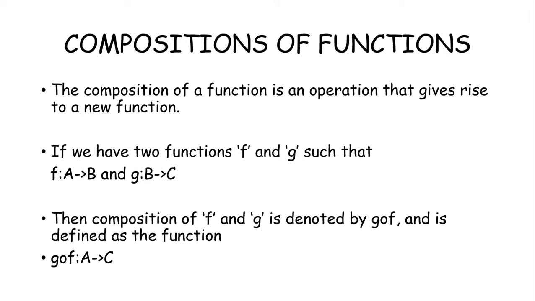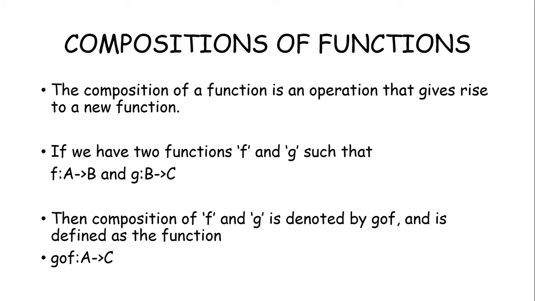Now let us assume we have two functions, one named f and the other named g. Function f is such that it goes from set A into set B, and function g is such that it goes from set B into set C. So the composition of these two functions f and g will give rise to a new function, let us say h. This is the concept of the composition of two functions.